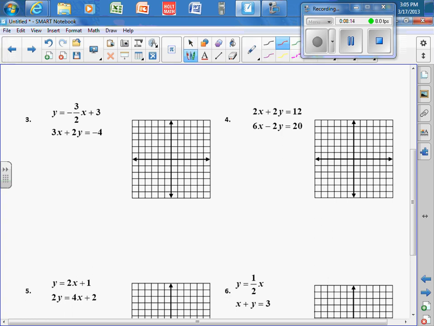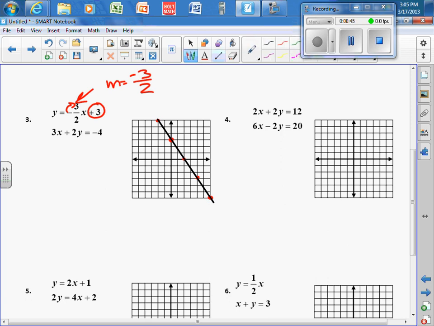Go to positive 3 on the y-axis. The negative is going to move up with the 3. The slope is negative 3 over 2. So I'm going to go down 3 and right 2. Up 3 and left 2. Follow your pattern all the way across the page using a straight edge to draw a straight line. We don't know where these 2 lines are going to intersect, so take your line all the way across the graph.